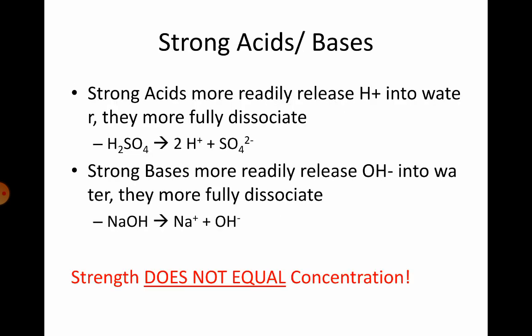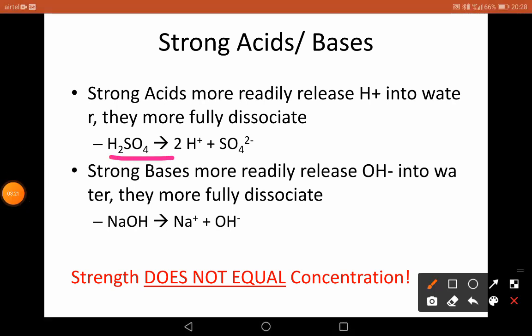Strong acids versus strong bases. Strong acids more readily release H plus into water. They more fully dissociate. For example, H2SO4 is an example of a strong acid, where H2SO4 dissociates into 2H plus and SO4 minus. Strong bases more readily release OH minus into water. They more fully dissociate. NaOH dissociates into OH minus and Na plus.